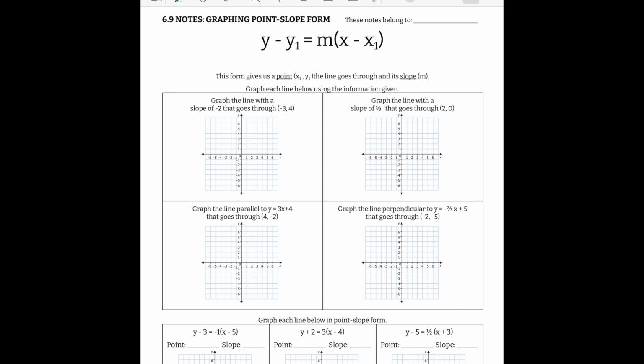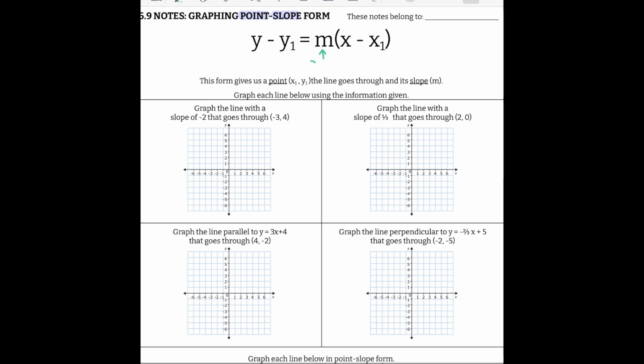So first things first, this form is called point slope because those are the two things that it gives you, a point and the slope. The slope comes from the middle part right here. Just like in y equals mx plus b, m is the slope. In point slope form, m is also the slope. And then this is just my chance to remind you that slope is rise over run. We will be using that to graph it later.